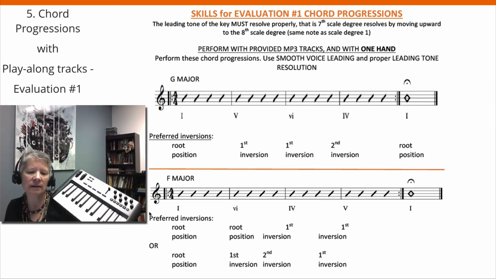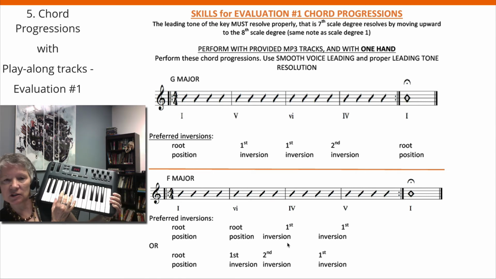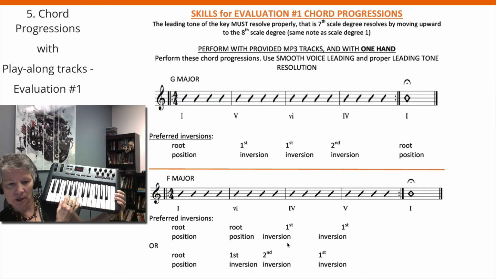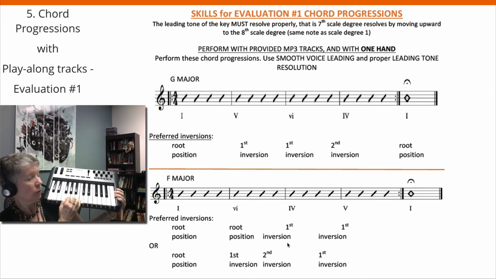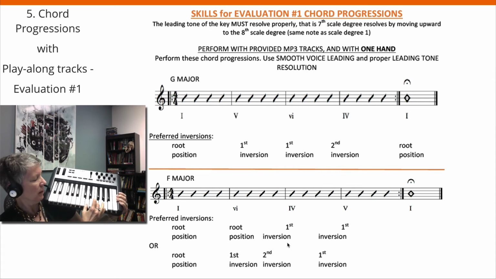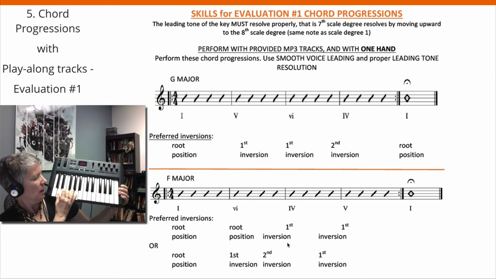1 to 6. The first suggestion is both in root position. That's going to be easy. Here's your F major in root position. What's the 6th chord in F major? 1, 2, 3, 4, 5. Oops, my bad. 1, 2, 3, 4, 5, 6. So it's a D minor. I'm going to play it down here, of course.